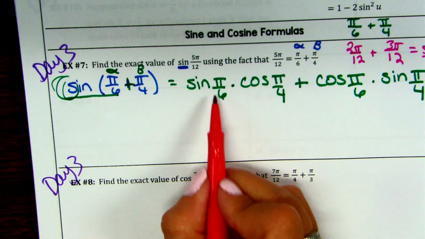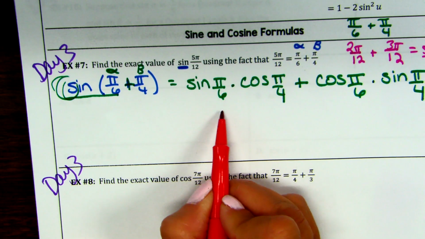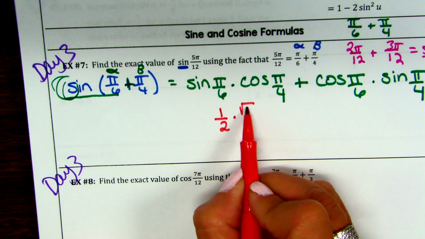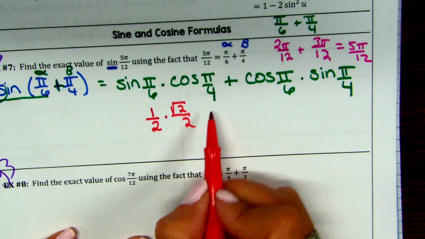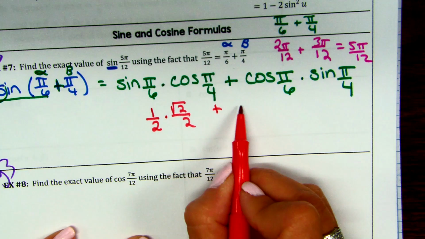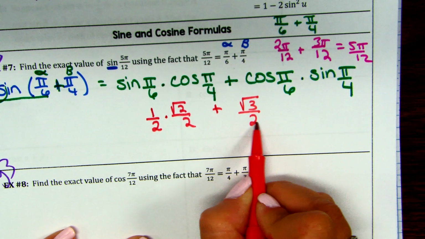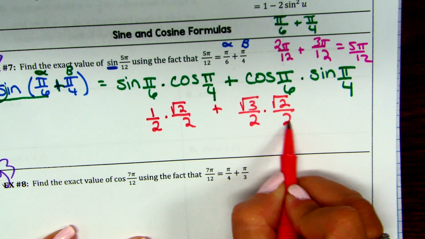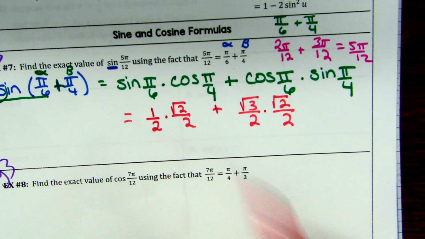So sine of pi over 6 is 1/2. Cosine of pi over 4 is the square root of 2 over 2. Plus, cosine of pi over 6 is square root of 3 over 2. And sine of pi over 4 is square root of 2 over 2. And now I just simplify this one step further, and I'm done.